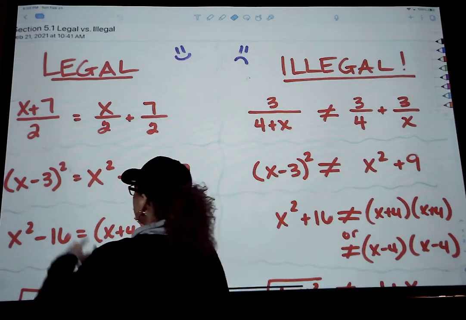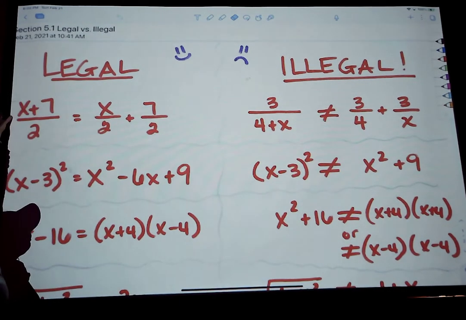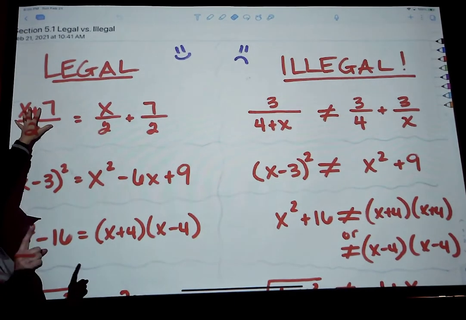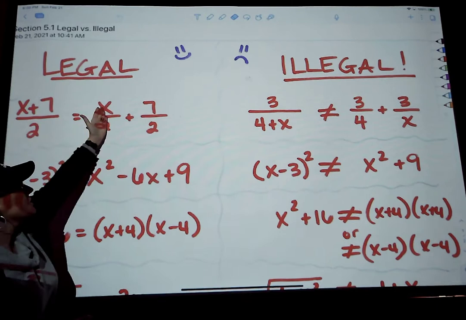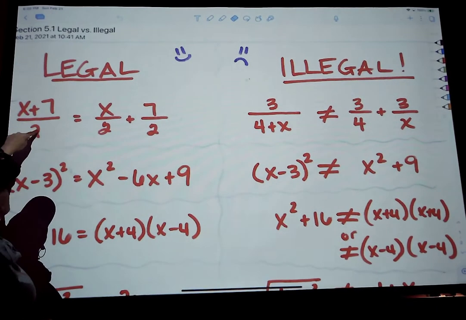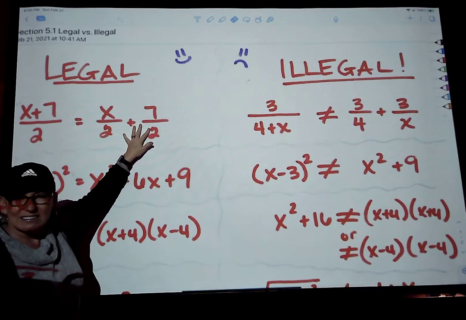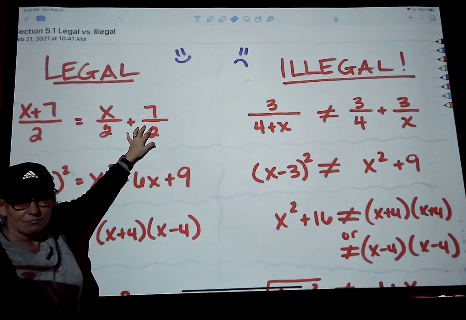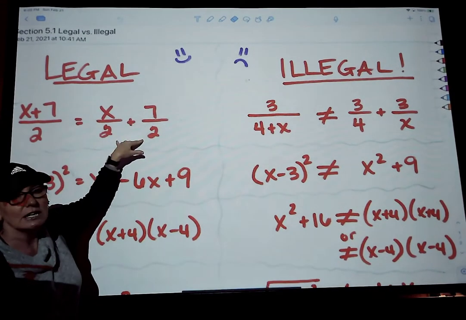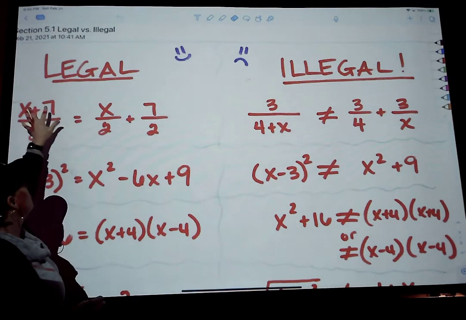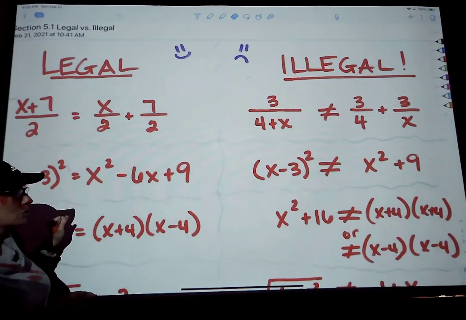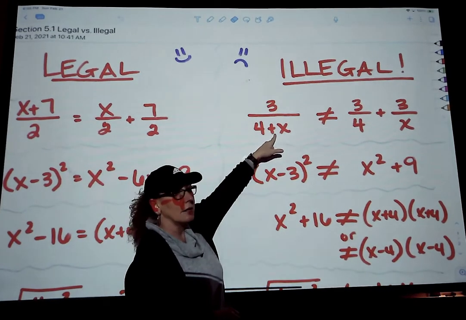So, first one, when you have a fraction and you've got a binomial on top and a monomial on the bottom, it is okay to split that fraction into two fractions. You can put this over the 2 and the 7 over the 2. It is legal. Why is that legal? Think about it backwards. This plus this, two fractions. Do they have a common denominator? Yes. How do you add fractions? You add the numerators, but you don't add the denominator. That's totally legal.